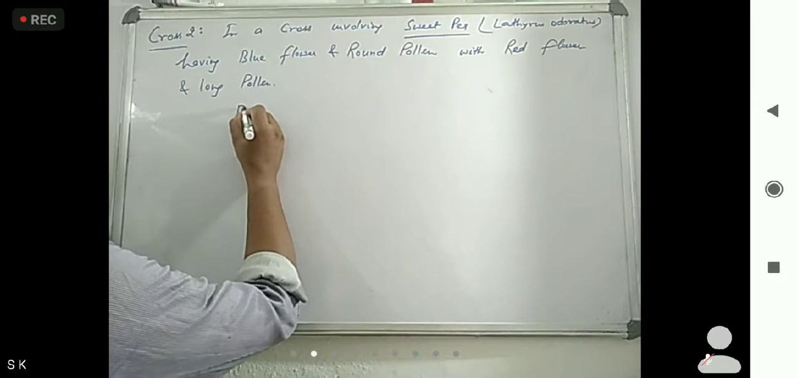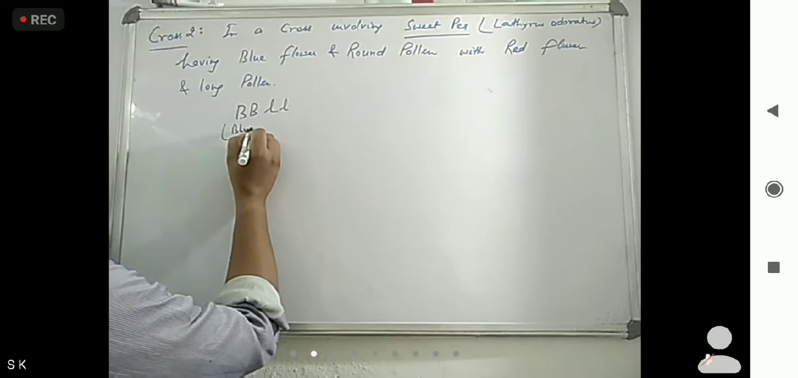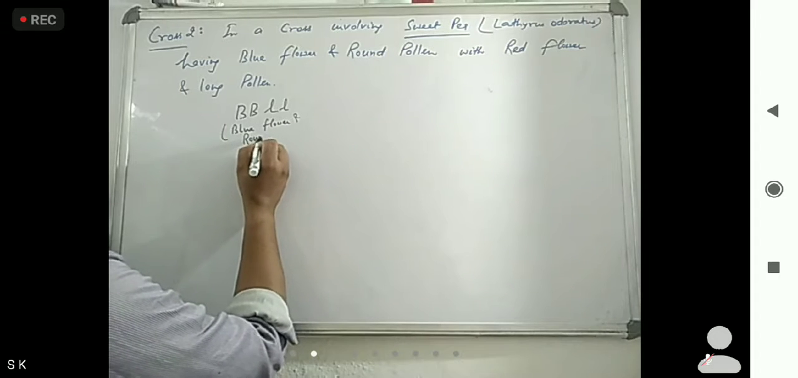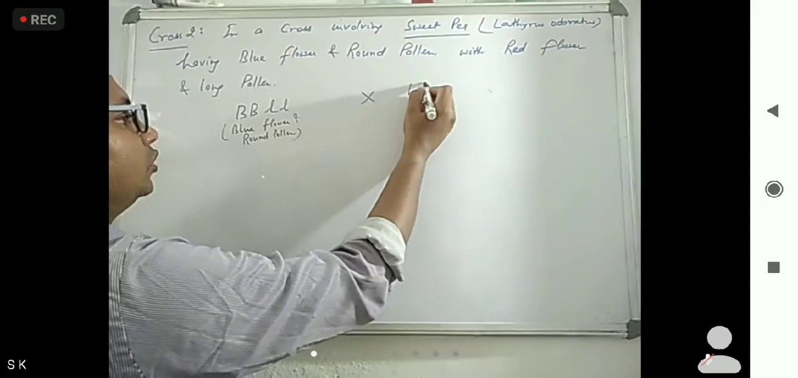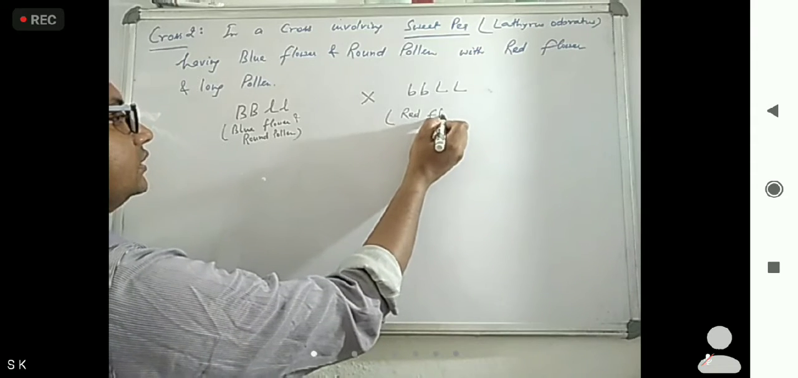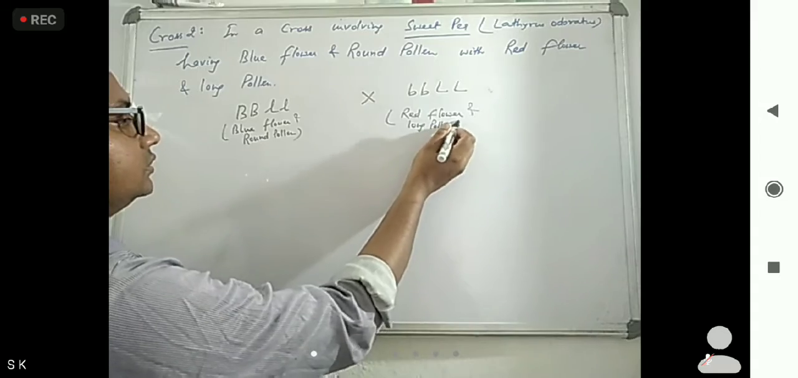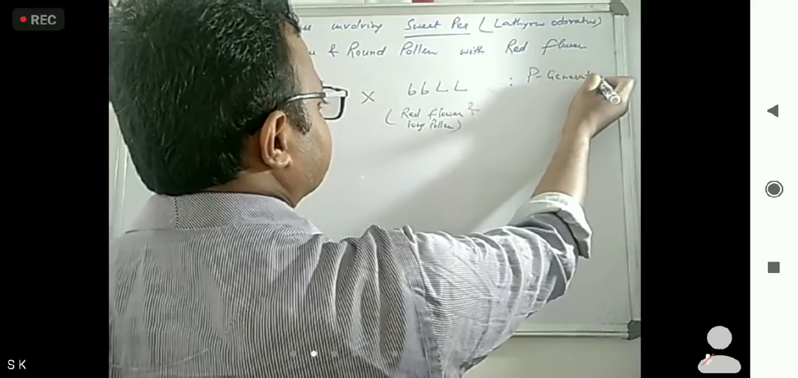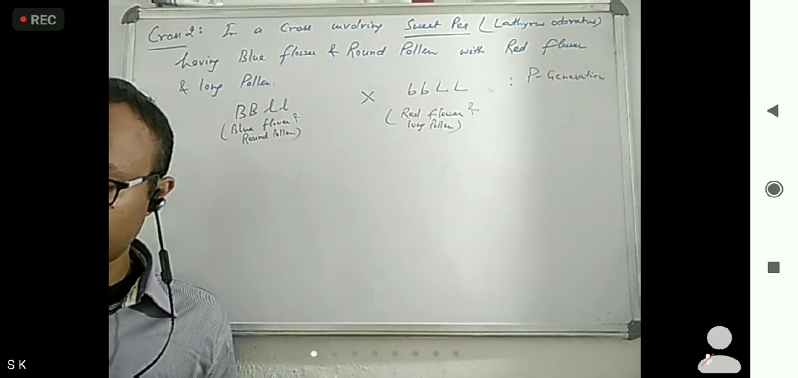So here capital B, small l, because it is blue flower and round pollen, and small b, capital L means red flower and long pollen. This is the parental generation. He changed this to see that the parental combination will always be more or less.